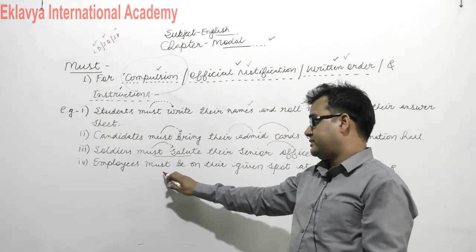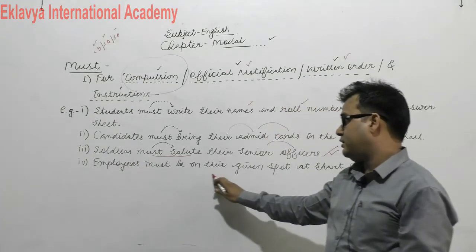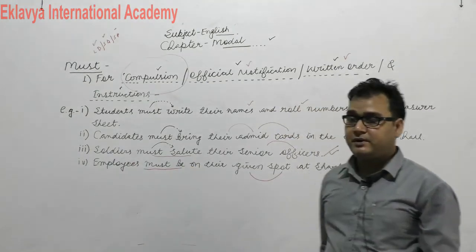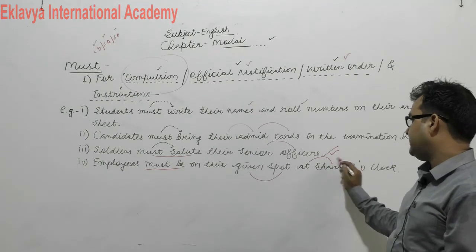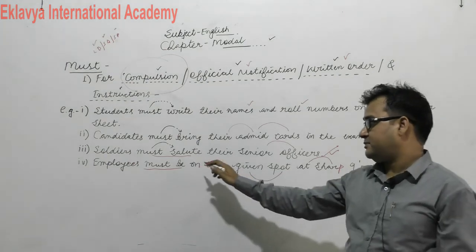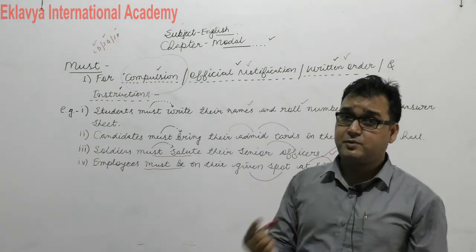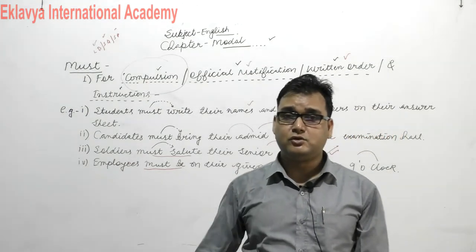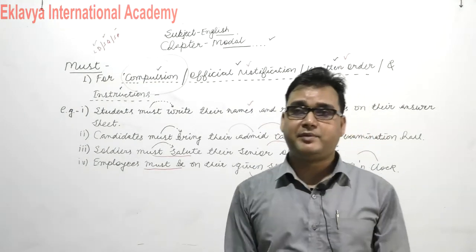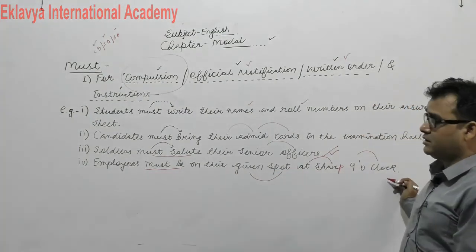Okay, employees, here it means workers. Employees must be on their given spot at sharp 9 o'clock. Employees, on their given spot, maybe in the office room, in the staff room, on their table, on their chair, whatever the given spot is, in a company or a factory, employees must be on the given spot at sharp 9 o'clock. Is it clear, students?